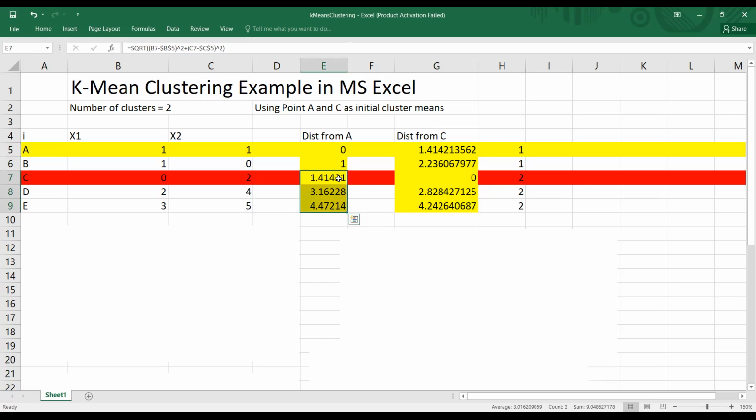Then again, the mean of the second cluster is to be calculated. The mean of the x coordinate: adding all of these three numbers, then dividing by 3. This is the way by which the mean will be calculated.